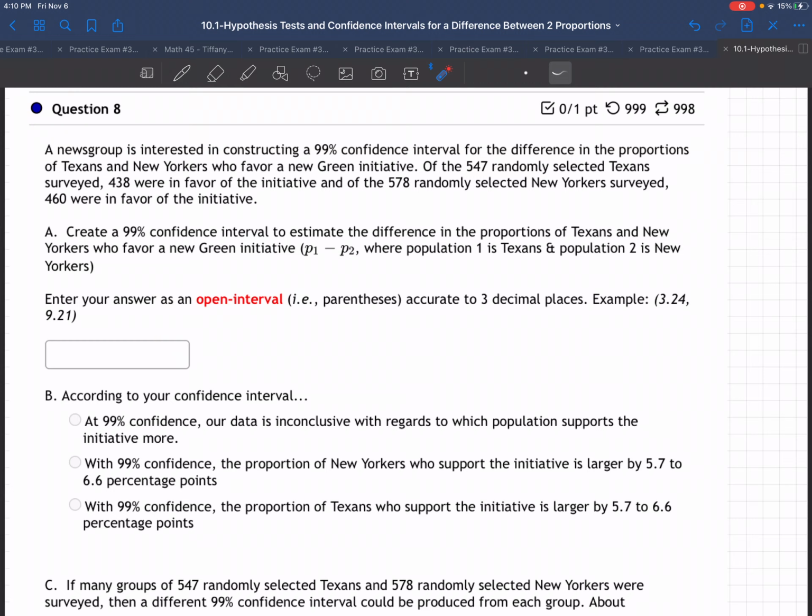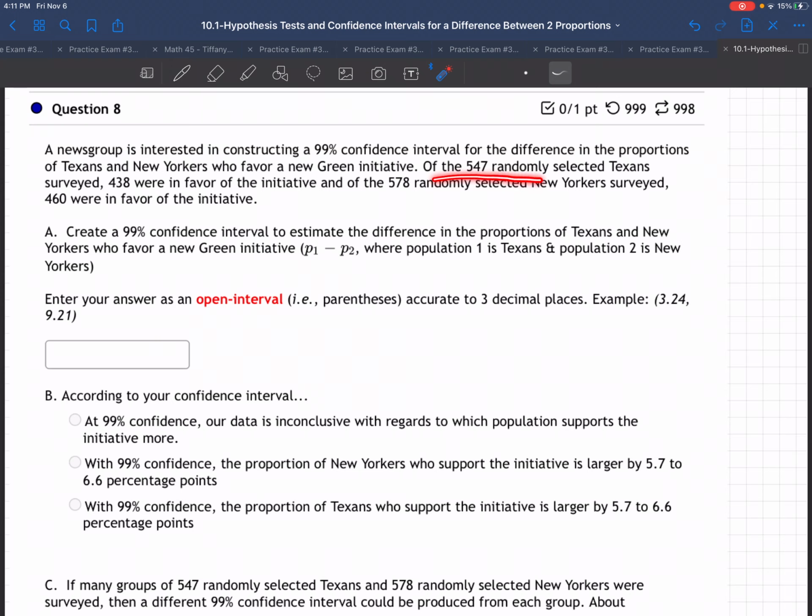Here's an example. It's going to be of a confidence interval for two groups. Let's see what's going on. A news group is interested in constructing a 99% confidence interval for the difference in the proportions of Texans and New Yorkers who favor a new green initiative.